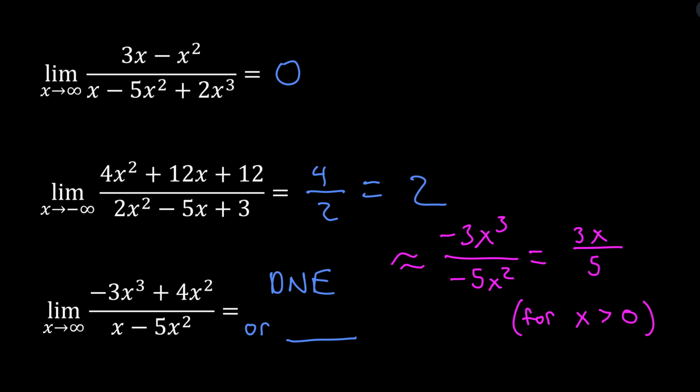Well, it's a linear function. It has a positive slope, so it's going to look like this. As x goes to infinity, the y values get bigger and bigger. They increase without bound. So we can either write DNE or be more specific and write infinity.